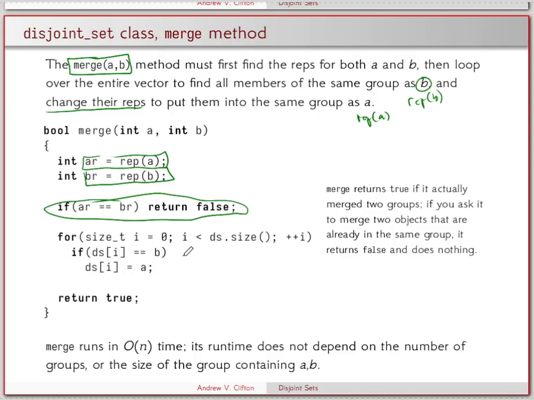Otherwise, we loop through everything and we say, are you in the same group as B? Whoops, that should be BR, excuse me. If so, update it to AR there like that, right? This should be BR and that should be AR there like that. This loop here is a loop over the entire array, so that runs in O of n time. It doesn't care how many things are in the groups. It doesn't care how many groups there are. We always loop over the entire array there like that.